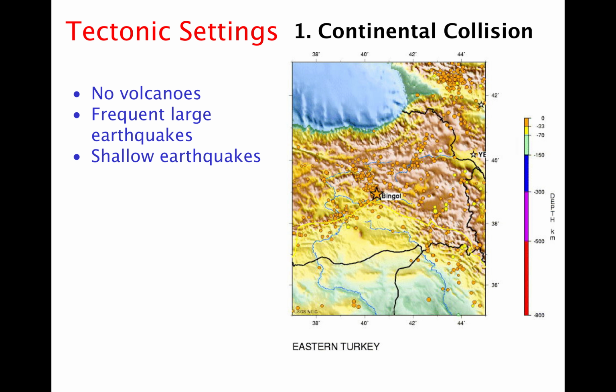And as you can see, this figure shows a lot of very shallow earthquakes. This is the depth of the earthquakes, meaning how far below ground the earthquake has originated. So there are a lot of frequent, large, shallow earthquakes. No volcanoes are present here. Places like the Himalayan range are a very typical example of continental collision, where we have a lot of these shallow, large, frequent earthquakes.